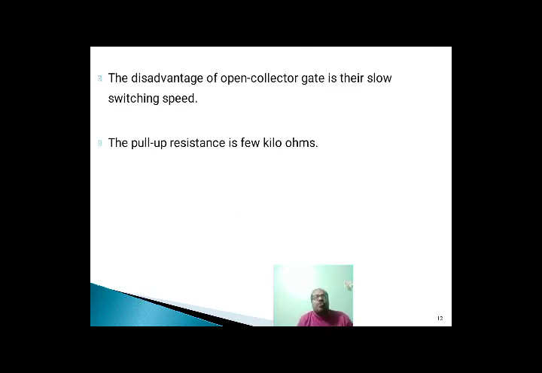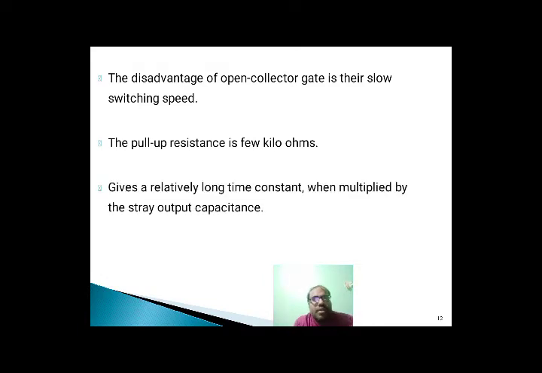The disadvantage of open collector gates is their slow switching speed, and the pull-up resistance is a few kilo ohms. It gives a relatively long time constant when multiplied by the stray output capacitance, which is worst when the output goes from low to high.